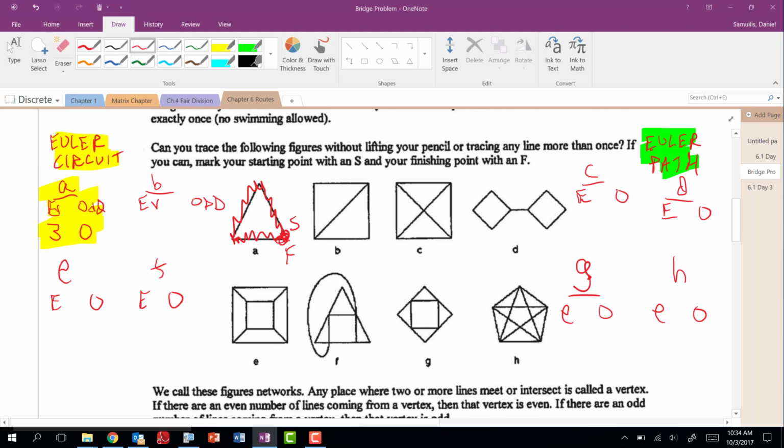What are the degrees of B? What's the degree of this vertex right here? I circled it. Oh, it's frozen. Let it go. Okay, this one that I circled right here: 3. What's the degree of this one? 3. What's the degree of this one and this one? So we have 2 even degrees and 2 odds.